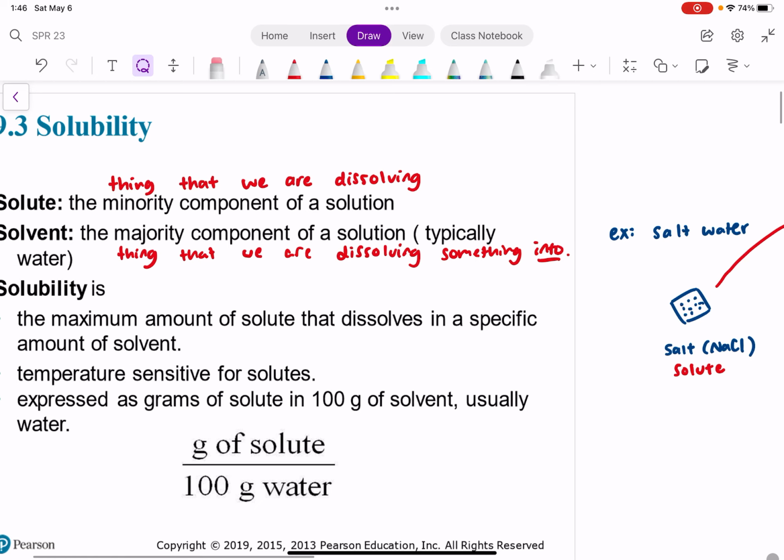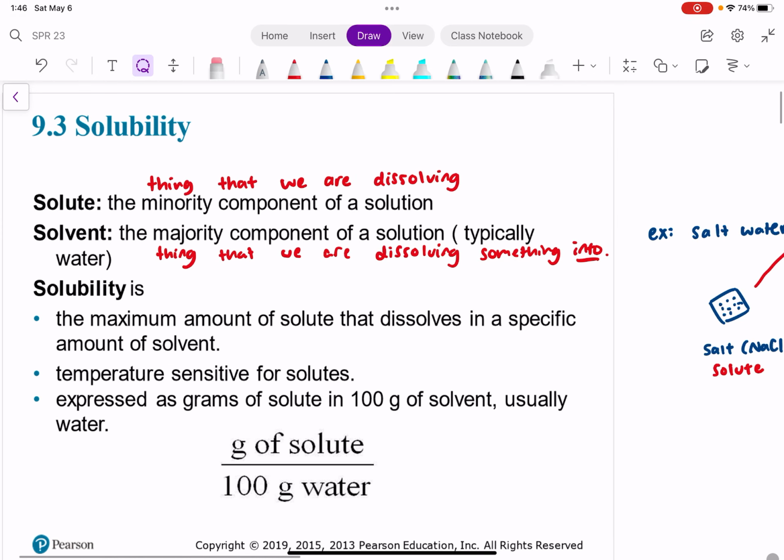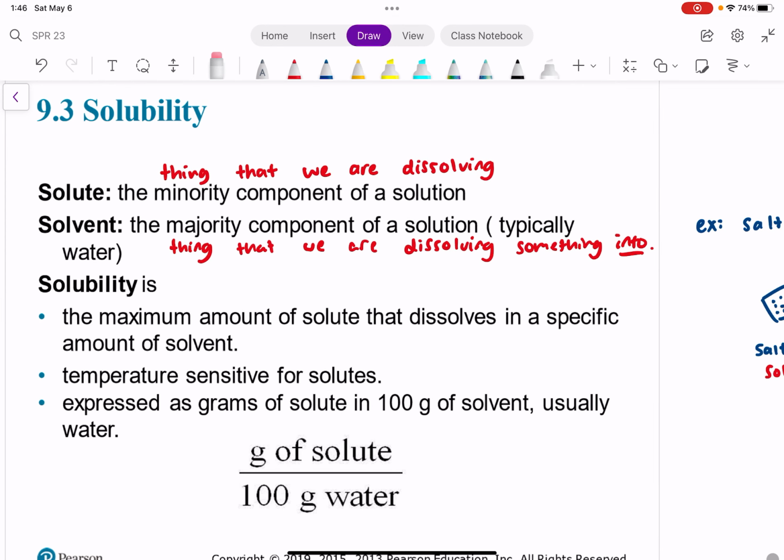Okay, so solute versus solvent. And then we can measure the solubility. Solubility is the maximum amount of solute that dissolves in a specific amount of solvent. So how much solute can dissolve in your solvent?